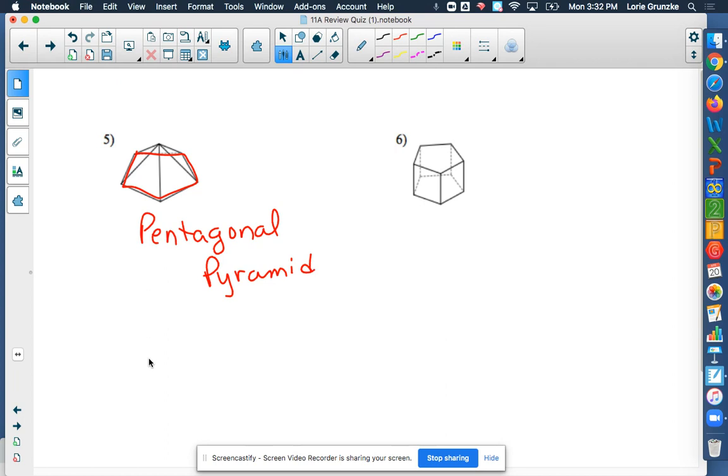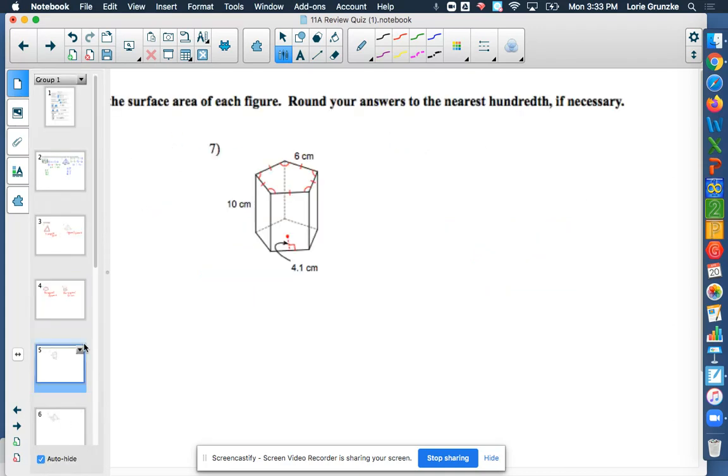Again, the base is the first name. The second name is either pyramid or prism, just depending on what it does. Base, 1, 2, 3, 5-sided right there. See, it's the non-rectangle. So it's a pentagonal. This time it goes straight up. Doesn't come to a point, straight up. So it's a prism. So I'm hoping these 6 questions for you tomorrow go really, really well for you.